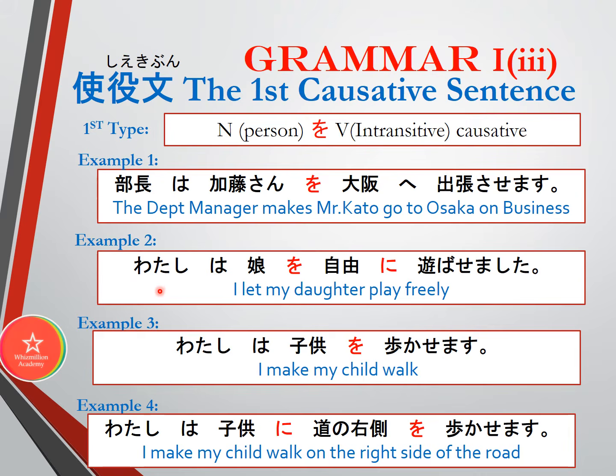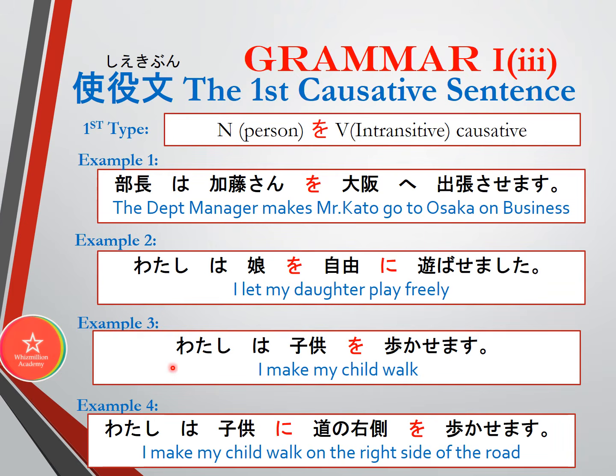Example 2: 私は娘を自由に遊ばせました. I let my daughter play freely. Once again, watashi is the person giving the permission. Musume is the person receiving this permission. Asobasemasu is from asobimasu, which is an intransitive verb. So the particle attached to musume is を. Jiyu ni is an adverb which explains the verb, so the particle is に.